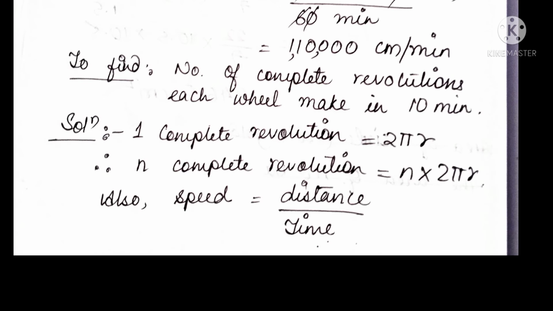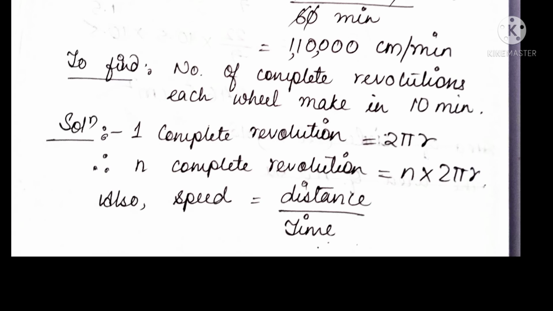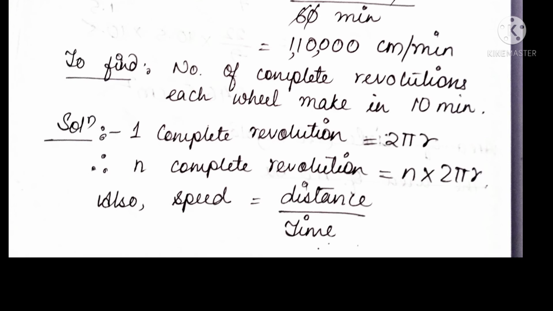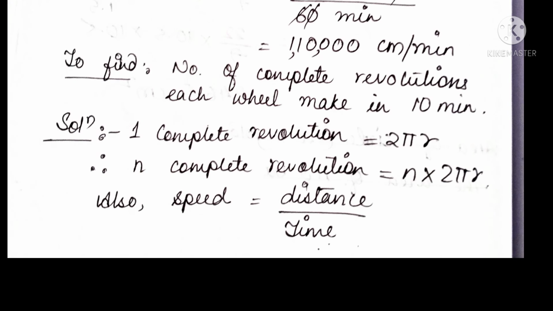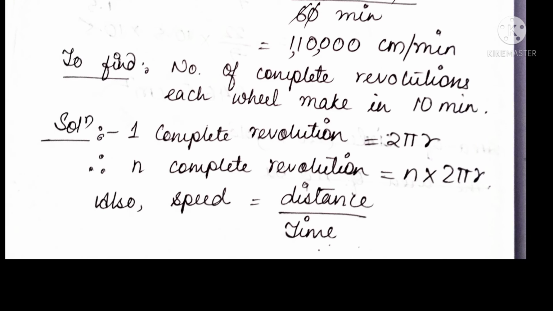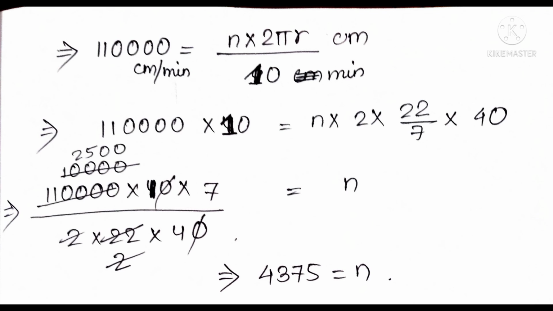So one complete revolution means the total circumference of one wheel, that will be equal to 2 pi r. And in n complete revolutions we can say that the wheel covers a distance of n into 2 pi r. We know that speed is equal to distance by time. So in place of speed we can put 1,10,000 centimeter per minute, and then distance is n into 2 pi r and time will be equal to 10 minutes. So you can see after putting and after simplifying we will get the value of n equal to 4375, that is 4375 complete revolutions a wheel can make in 10 minutes.